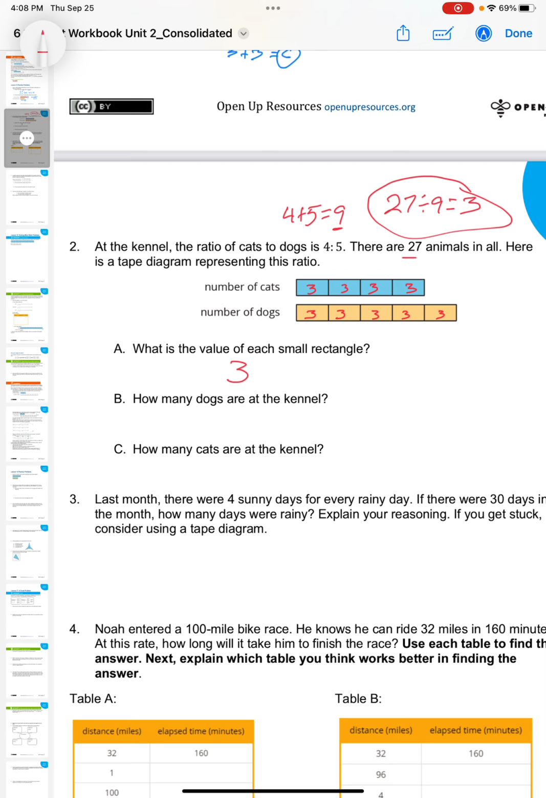And so how many dogs are at the kennel? Well, that's 3, 6, 9, 12, 15. So 15 are at the kennel. How many cats? 3, 6, 9, and 12. And if I do 15 plus 12, 5 and 2 is 7, and 1 plus 1 is 2, and so there's my 27 animals.